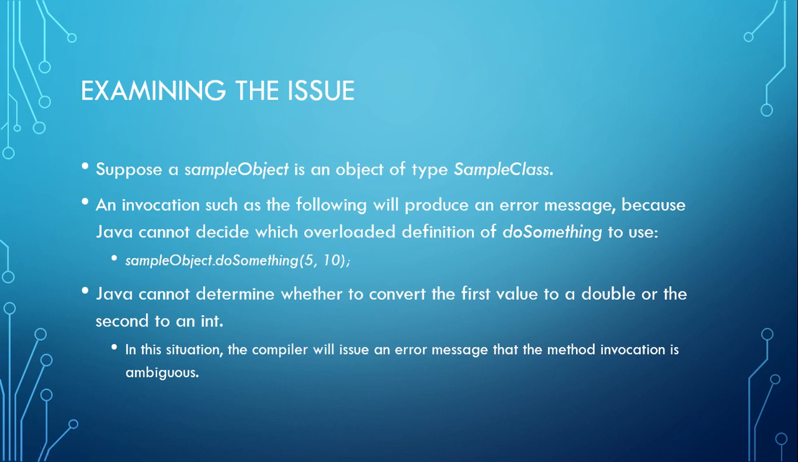In this situation, the compiler is simply going to issue a message that the method invocation is ambiguous because it doesn't know which one it wants to do. It's like, well, I don't know what to do, so I'm just going to quit. I'm just going to give up. So that's why we have to be really careful here when we start using overloading.